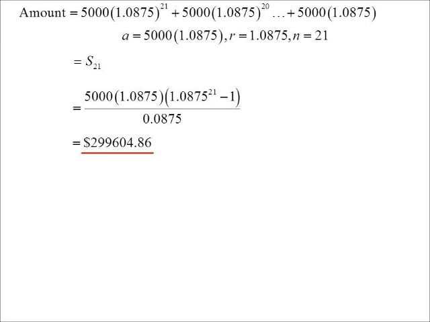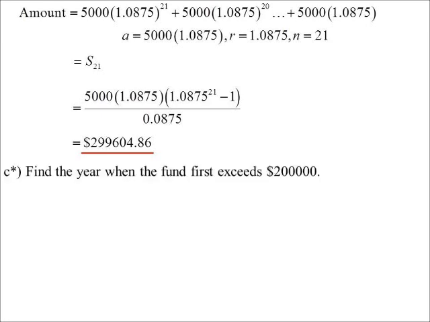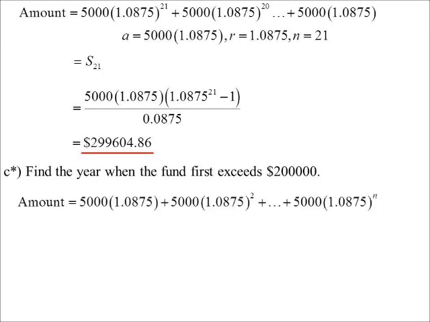And there's our total investment, putting in $5,000 each year for 21 years. I've put an asterisk here because this wasn't actually one of the questions in the HSC that year, but I thought it was a nice example. We want to know, when does it first exceed $200,000? So again, there's our series.